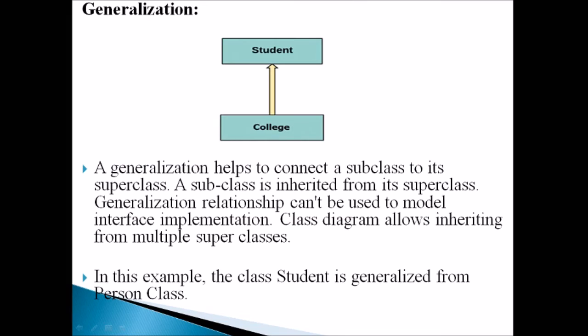Next relationship is generalization. Generalization helps to connect a subclass to its superclass, where the subclass is inheriting the features from the superclass. This relationship cannot be used to model interface implementations, and this class diagram also allows inheriting from multiple superclasses. For example, we can see in this diagram that the college is inheriting the features from the student class. Okay. Here the changes made in one class will not affect the other class.